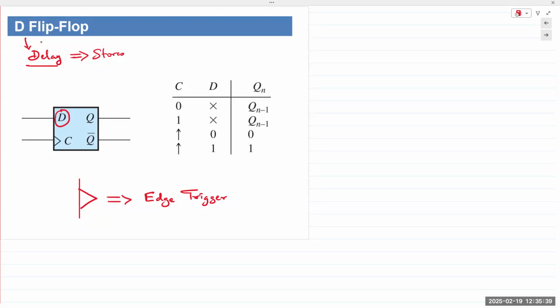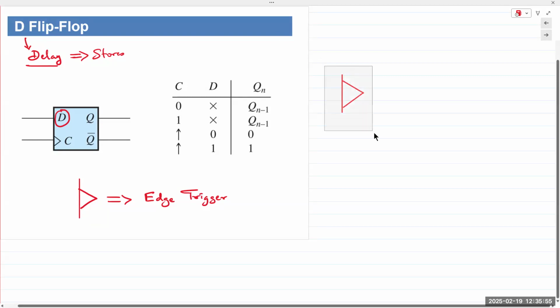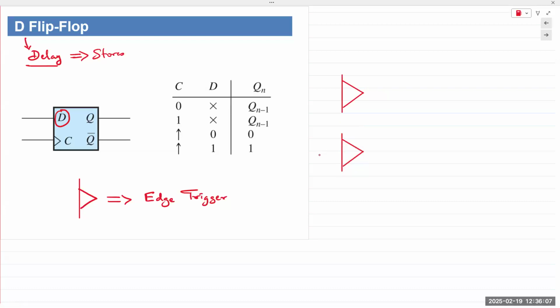Guess I can do a better job on this side. And then by the same, this is a positive edge triggered.